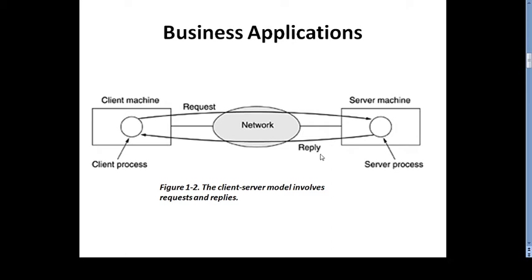When the server process gets the request from the client machine, data is sent back as a reply. This message is called the reply. So the client server model involves two processes, request and reply, and communication takes place between the client and server machines. This question will be asked for 5 marks in question number 1.